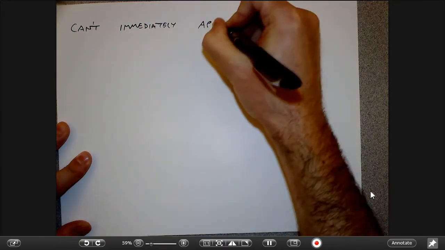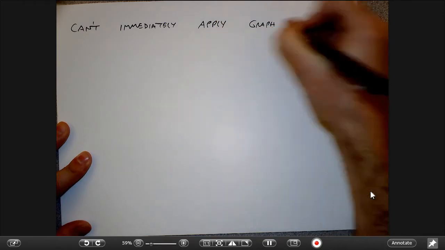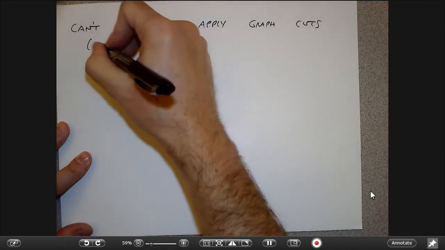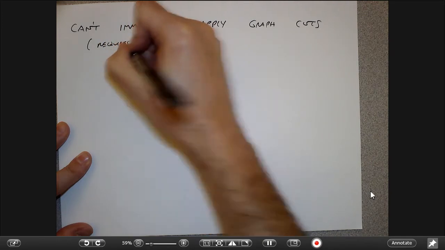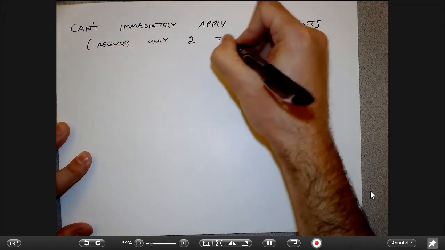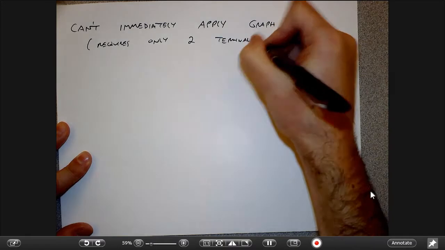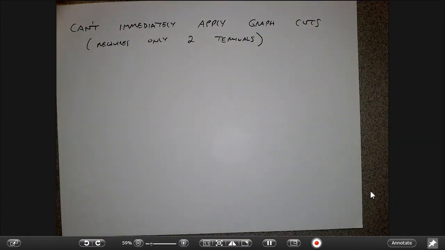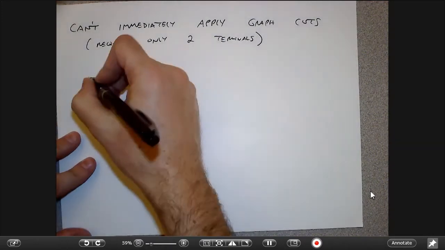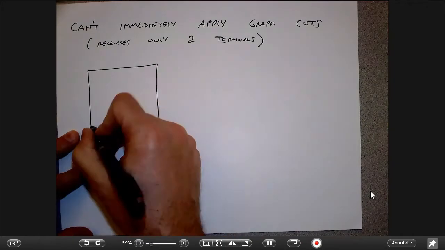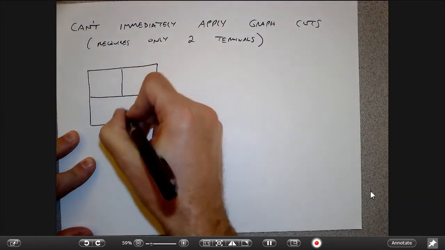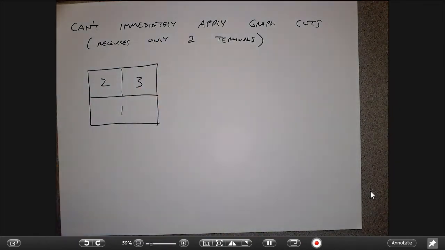So basically, I can't immediately apply graph cuts because this requires only 2 terminals. So instead what I do is a series of binary graph cuts problems to get to what I want. And so, for example, let's suppose that I have an initial labeling of pixels in the composite that looks like this, okay?